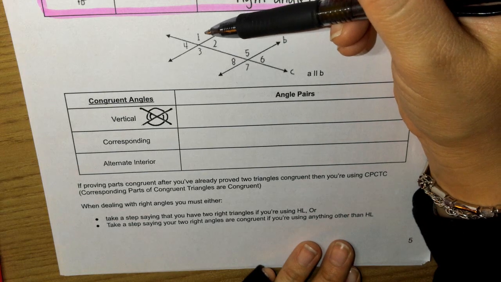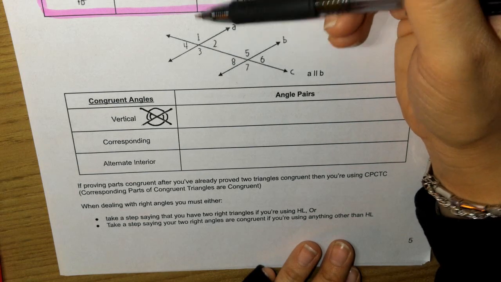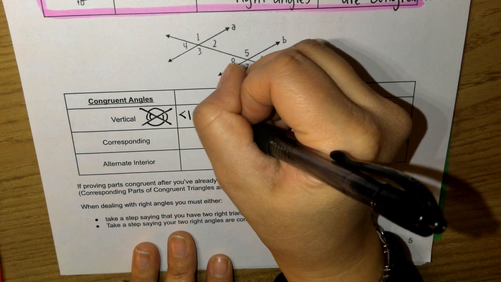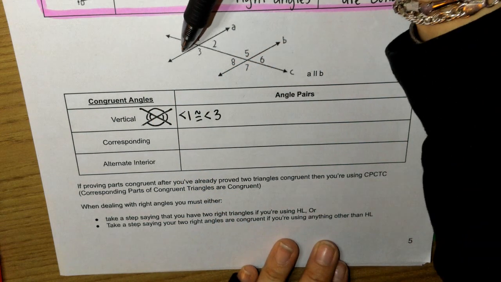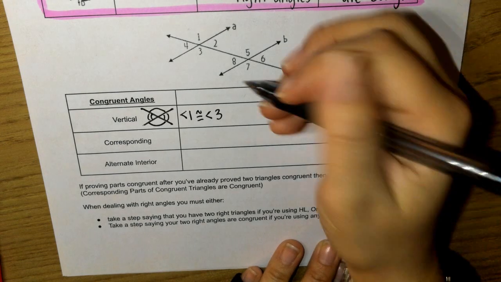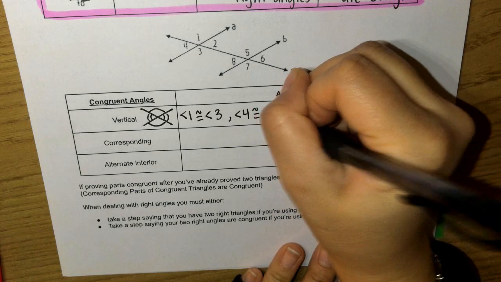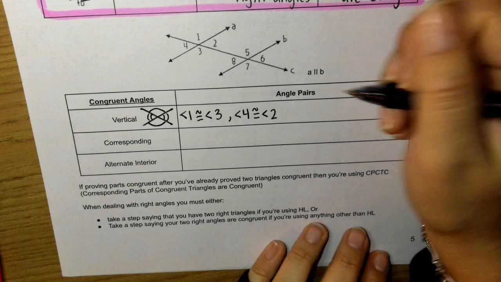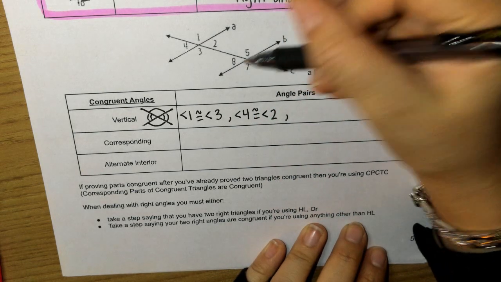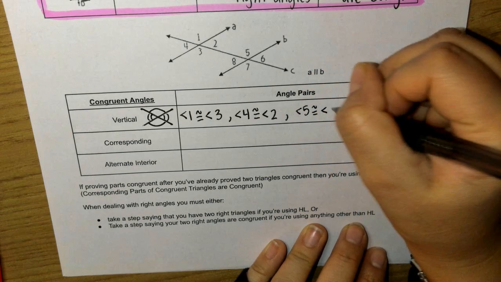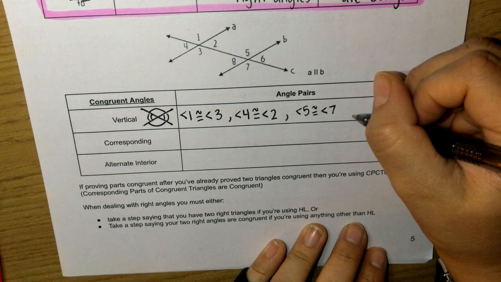So what would be congruent to 1? Well, 3. They're right across from each other. So we're going to write angle 1 is congruent to angle 3. 4 is congruent to 2. They're right across. Angle 4 congruent to angle 2. And then you keep going. This is my other section here. I got angle 5 congruent to angle 7. Angle 8 congruent to angle 6.